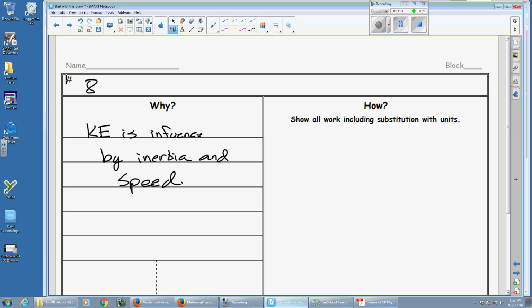And you could expound upon that. What happens if the inertia goes up? What happens to kinetic energy? It goes up also, yep. And if the speed goes up, it goes up much more. So you might say speed has a larger influence because the speed is squared, right?